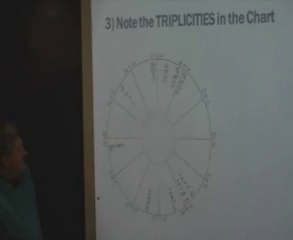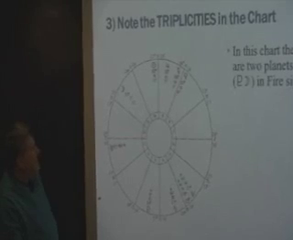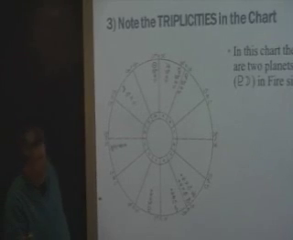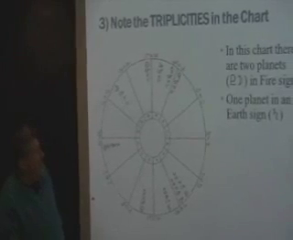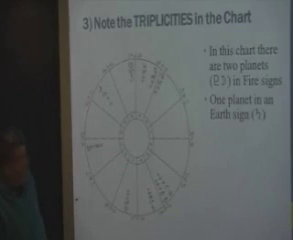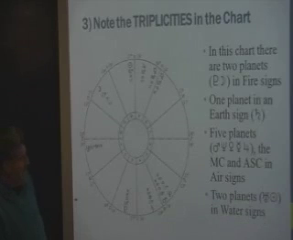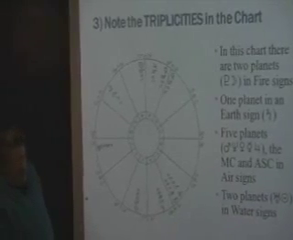So let's look at this chart in terms of triplicities. There are 2 planets. Pluto and the moon are in fire signs. Pluto in Leo, the moon in Aries. 1 planet is in Earth, which is Saturn down here in Virgo. 5 planets, Mars, Neptune, Venus, Mercury, Jupiter, the midheaven, and the ascendant are in air signs. And 2 planets, Uranus and the Sun, are in water signs.